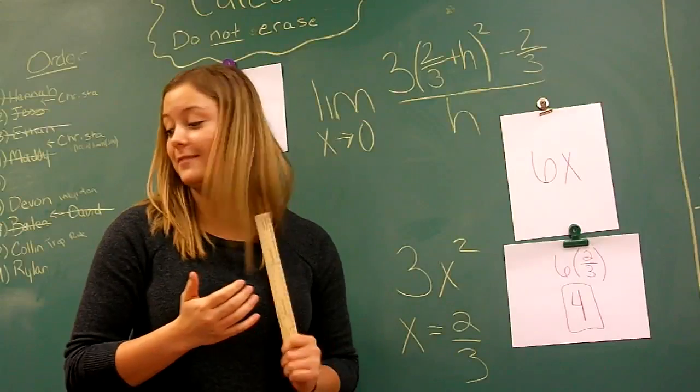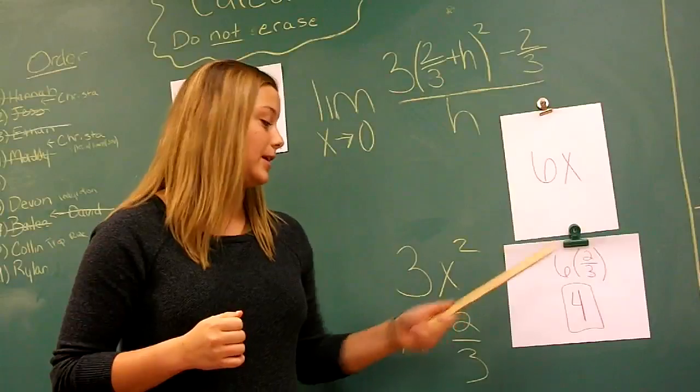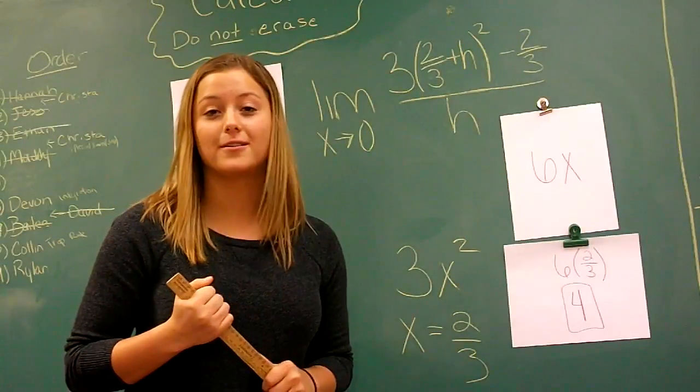Now listen up, this is the fourth and final step to this process. You have to plug in the x value into the derivative function. You plug in your 2/3 into your 6x and you get 4.